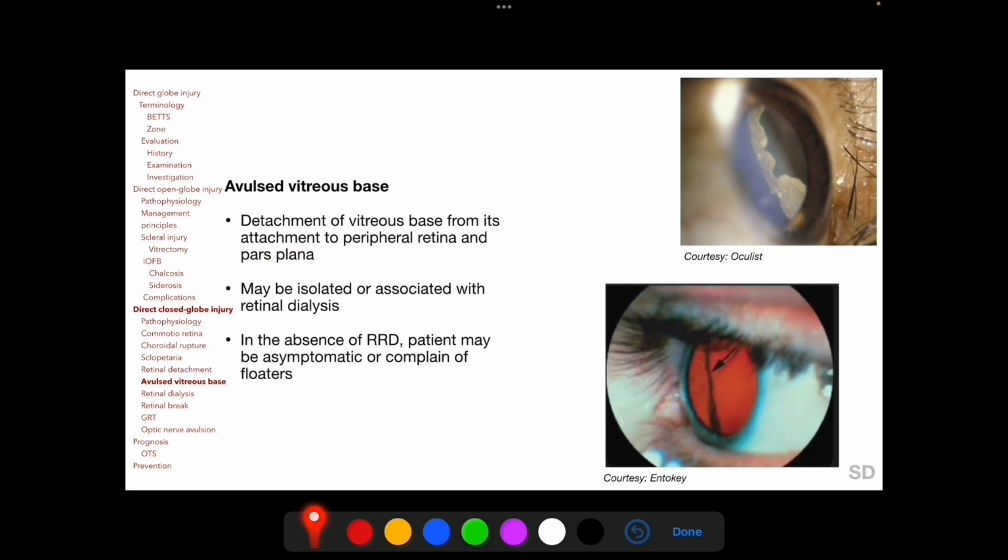Avulsed vitreous base refers to detachment of the vitreous base from its attachment to peripheral retina and the pars plana. Avulsed vitreous base may be isolated or may occur in association with retinal dialysis, which we will be discussing next. In the absence of a rhegmatogenous retinal detachment, a patient with an avulsed vitreous base may be asymptomatic or complain of floaters.